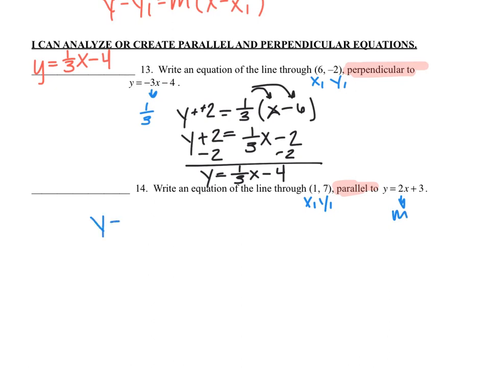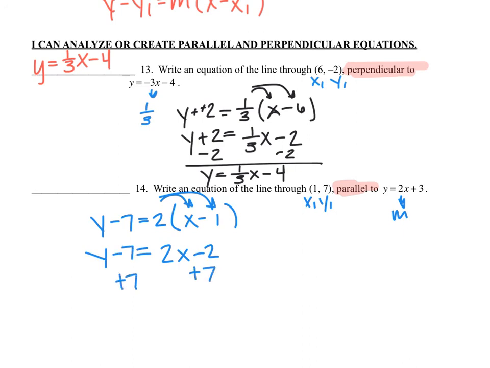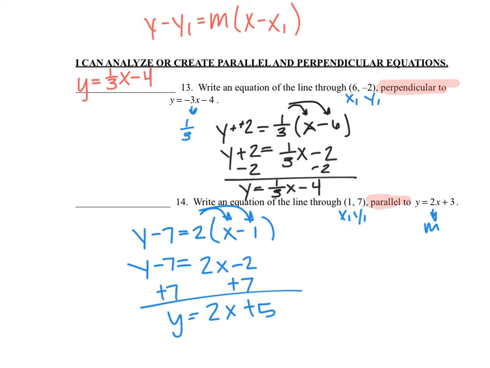So y minus 7 equals 2 times x minus 1. Distribute the 2 to everything inside the parentheses, so we get 2x minus 2. Add 7 to both sides, so we get y equals 2x plus 5. Make sure you write it up here on the line. Y equals 2x plus 5.